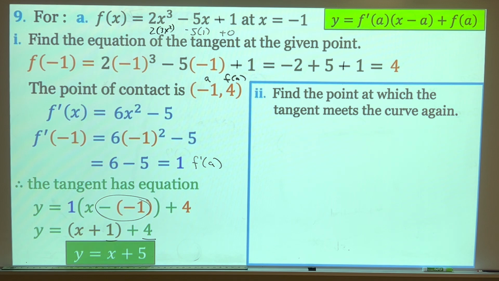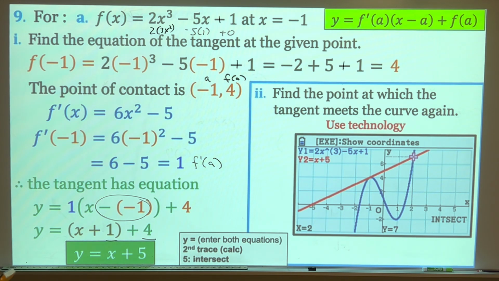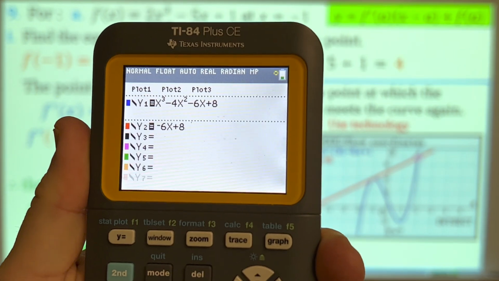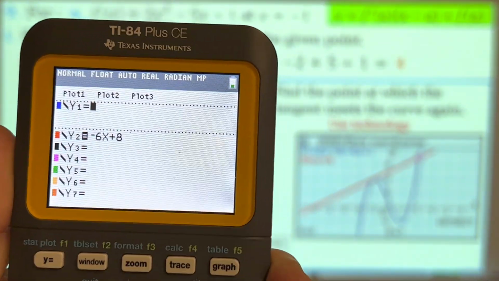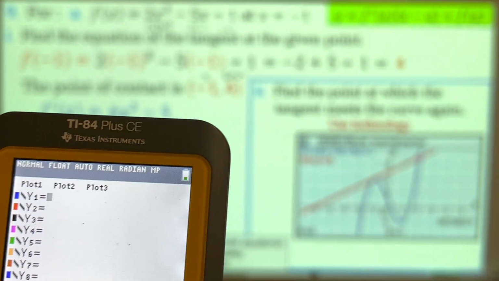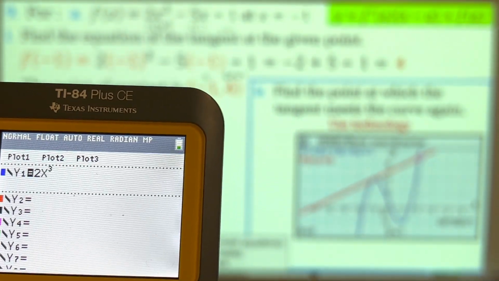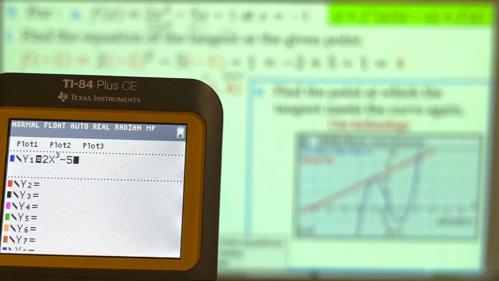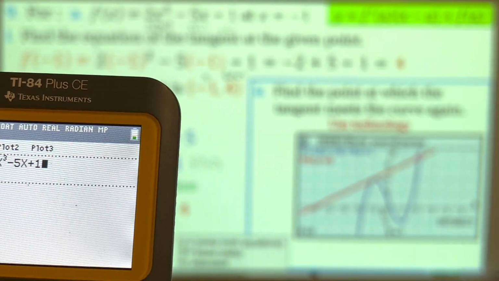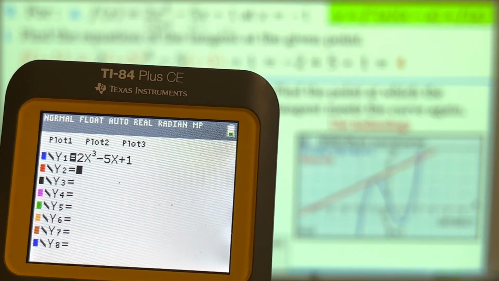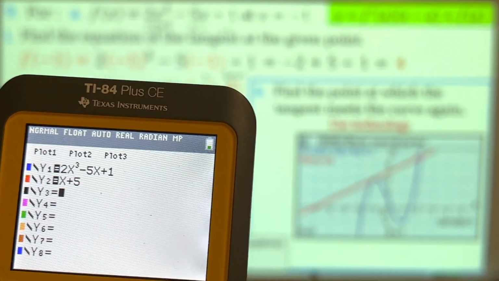Use technology. Fix your problem. Finish your problem. So the way you use technology, pretty simple. Enter both equations in your calculator. So I have my equations. I have my calculator. I hit y equals. I'm going to hit the clear button. I'm going to go down to y2. Hit the clear button. My original equation, 2x caret 3 to the right minus 5x plus 1. Press down. My new equation is x plus 5. That's my tangent equation. Enter.